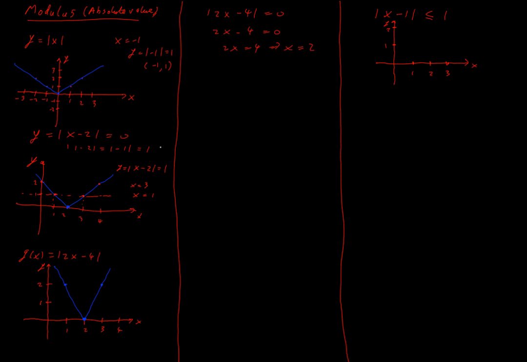So what I want to do now is ask myself a slightly different question. I'm going to ask myself, well, when is this, a bit similar to what I did here, when is this function going to be equal to 2? Effectively, when is the line y equals 2 going to intersect with this line g of x, this function g of x? So when is 2x minus 4 in absolute value going to equal 2?